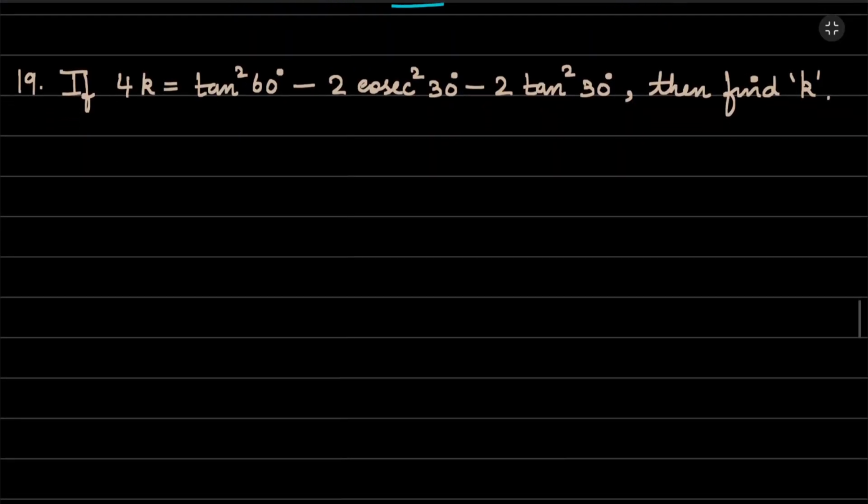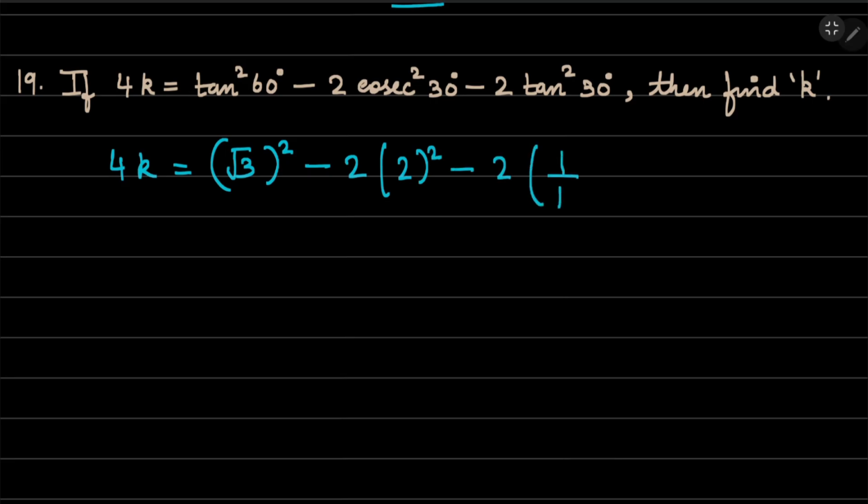If 4k is equal to tan square 60 minus 2 cosecant square 30 minus 2 tan square 30, find k. Just substitute the values. So you have 4k is equal to tan 60, which is root 3, the whole square, minus 2 multiplied by cosecant 30. Sine 30 is 1 by 2, so cosecant 30 is just 2, the whole square, minus 2 multiplied by tan 30, which is 1 over root 3, the whole square. So let's find the value.